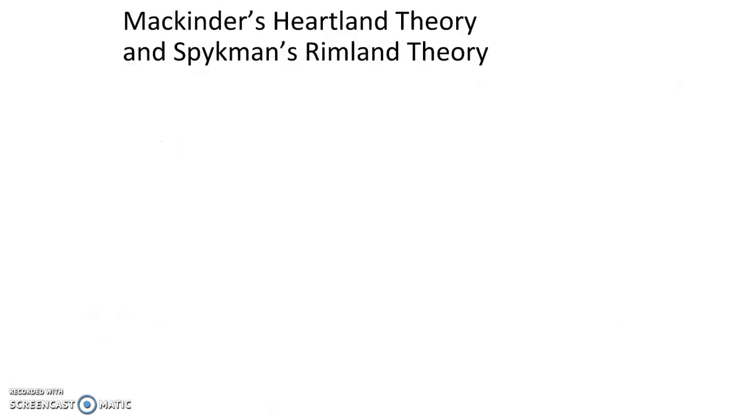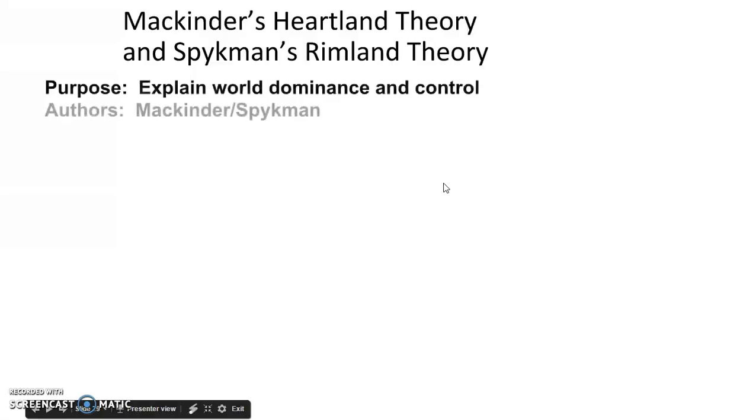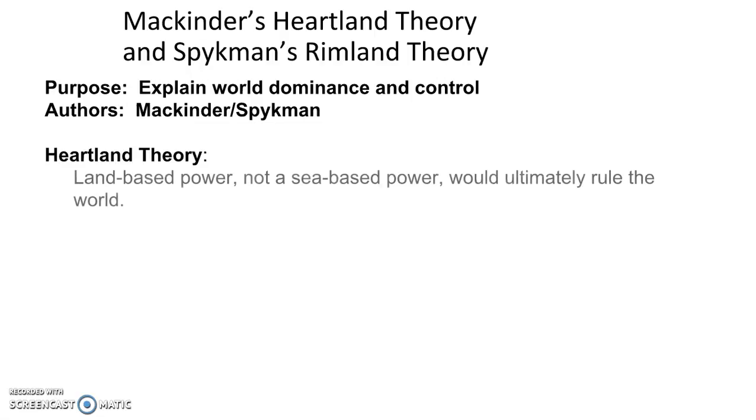And finally, we have here Mackinder's Heartland Theory and Spykman's Rimland Theory. So please take a look at this area. We have our heartland, and this represents the rimland. So we're talking about basically this landmass of Eurasia, Europe and Asia. The purpose of Mackinder's Heartland Theory and Spykman's Rimland Theory, Heartland versus Rimland, is to explain world dominance and control. Mackinder and Spykman are obviously our authors.